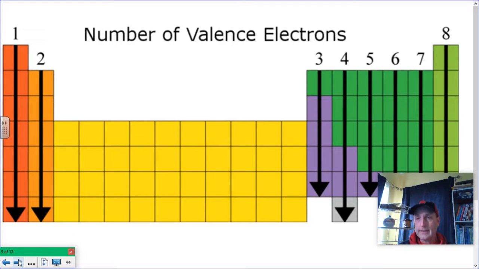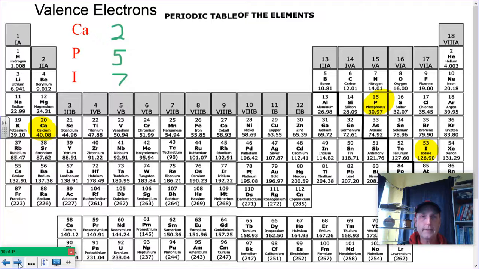Here's another slide of the same thing, number of valence electrons by the family it's in. Here are 3 examples. Here's calcium. It's in the family 2A, so it has 2 valence electrons. Phosphorus is right here. It's in 5A, so it has 5 valence electrons. Iodine over here in 7A has 7 valence electrons. That's how that works.